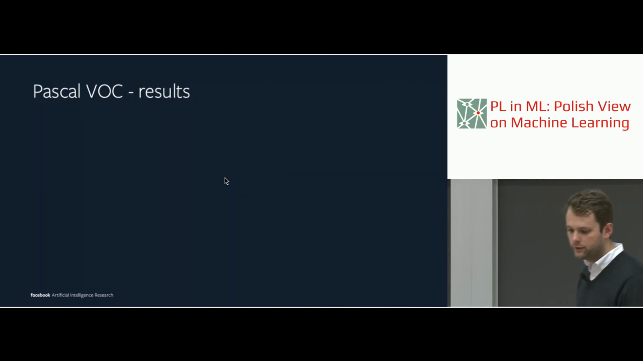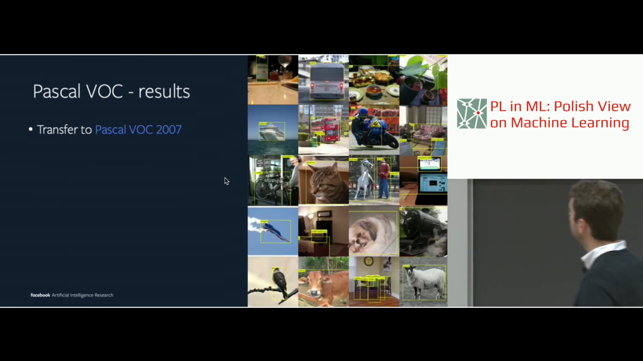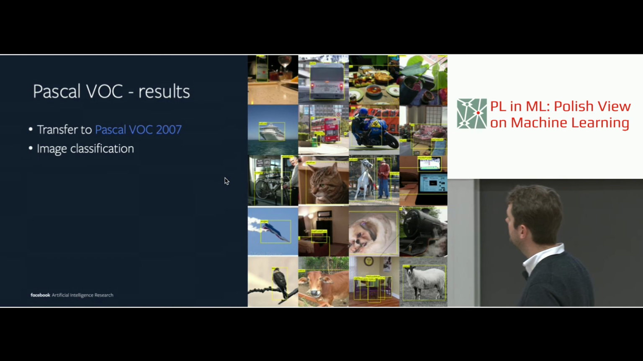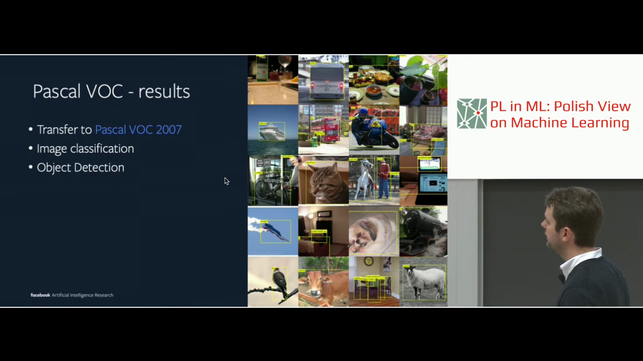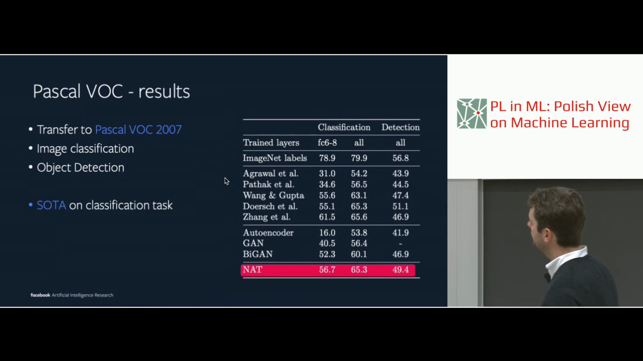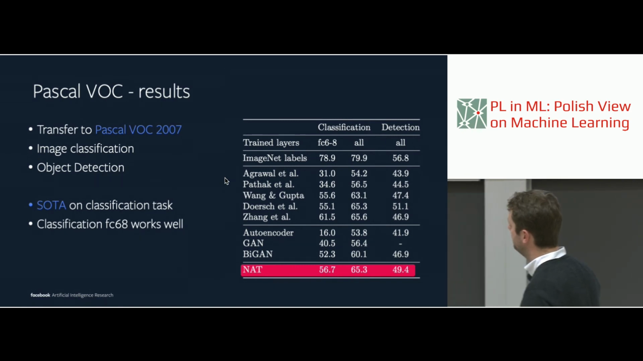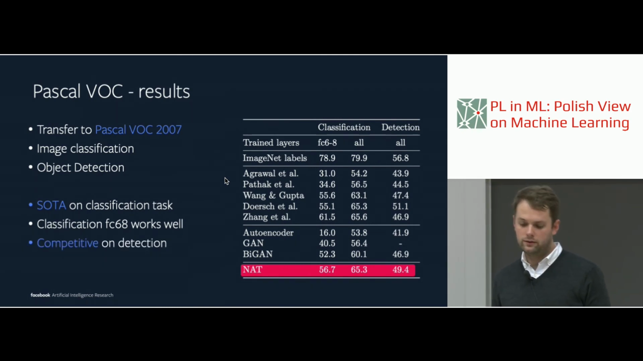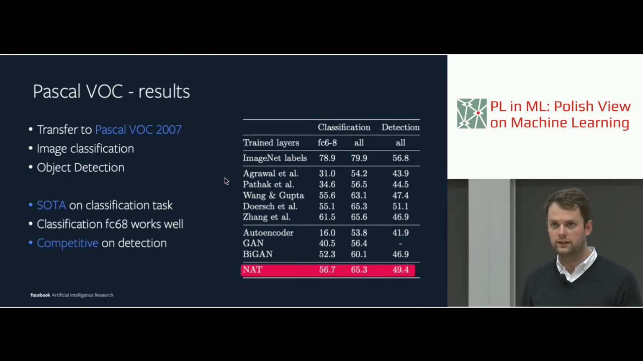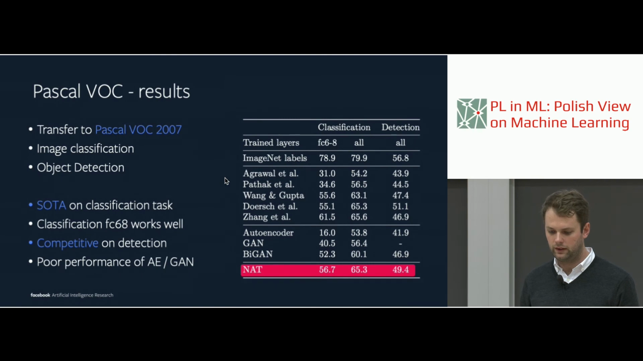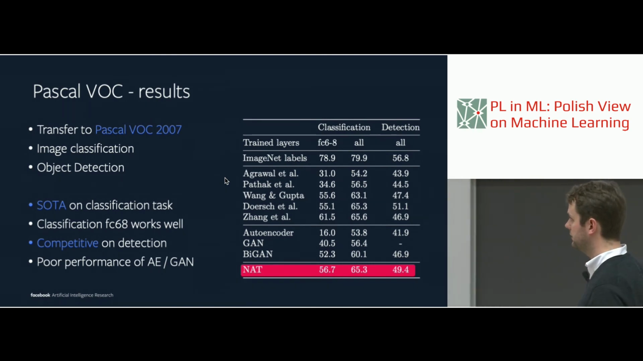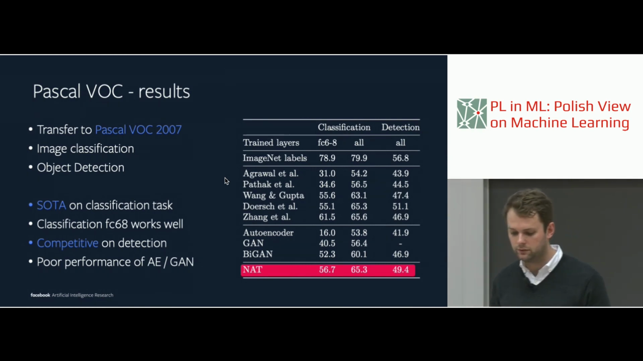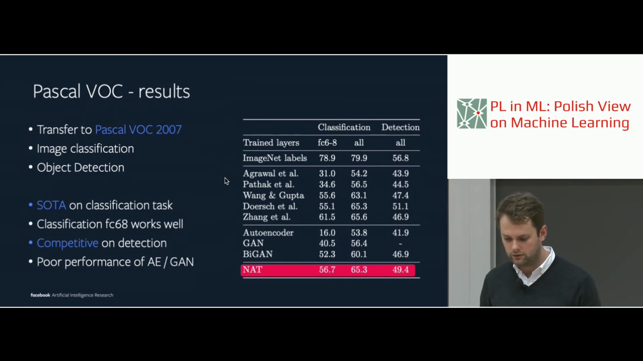So we did a real transfer experiment on Pascal VOC. Pascal VOC is a data set that contains 20 categories, and we evaluated on image classification and object detection. And what we've seen is that we managed to get state-of-the-art results on classification, and especially our method was working well when only the classifier was fine-tuned, not the whole network. And the method was kind of competitive on the detection challenge. Another observation was that the performance of the autoencoder and the GAN was surprisingly low for classification.